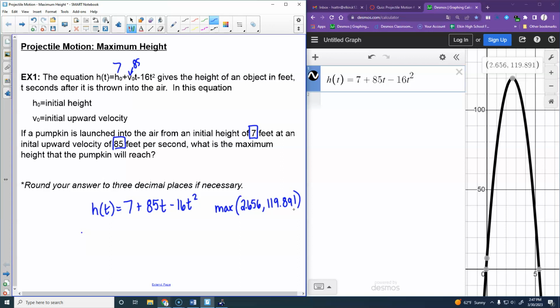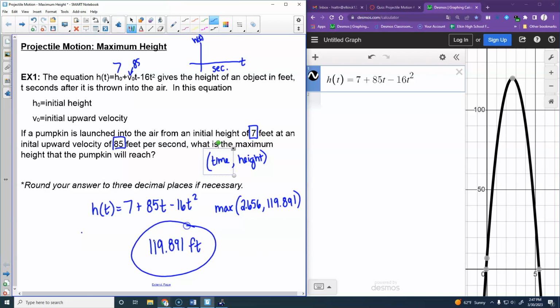It's going to be our y, because when we're doing these problems, the t is on our x-axis. This is time, seconds. The h of t, the height, that is our y-axis. So for these problems, time is your x-coordinate, and height is your y-coordinate. We're asked for the maximum height that it reached, so that's 119.891 feet for that.